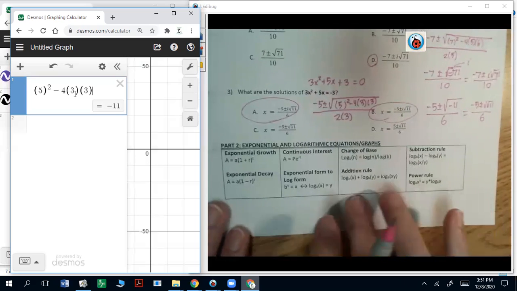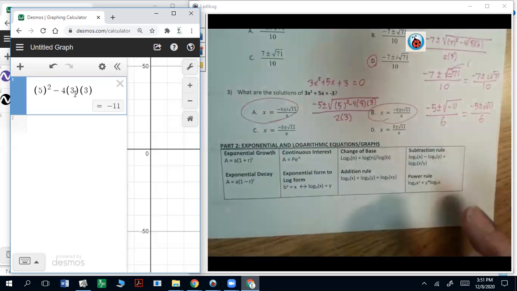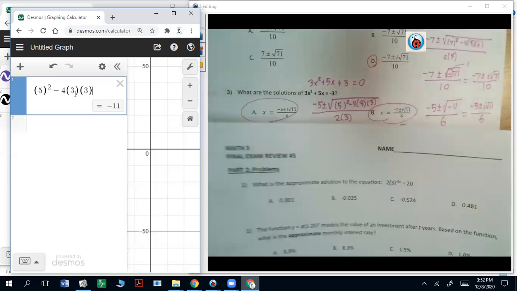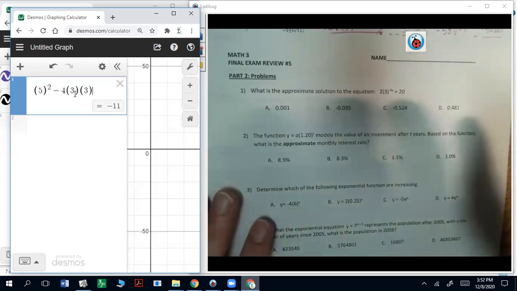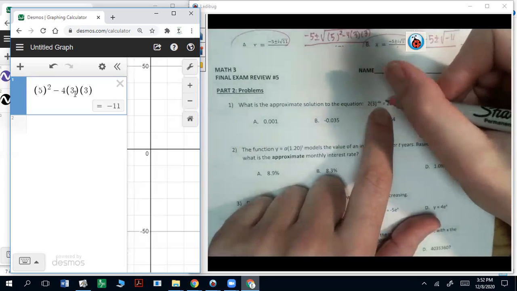All right, part 2 is going over exponentials and logs. You can see some of the rules here, but we're going to get right into it, and I'll refer back to those as we need to. So how do you solve a log equation? Let's start with number 1. Approximate solution: 2 times 3 to the negative 4x equals 20.